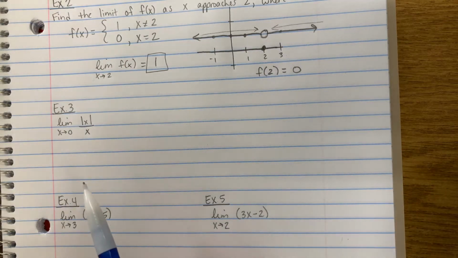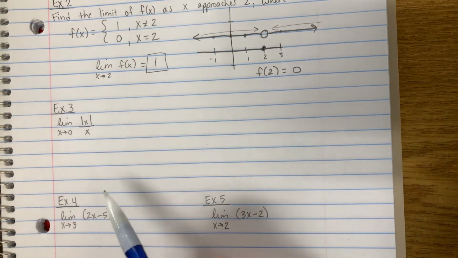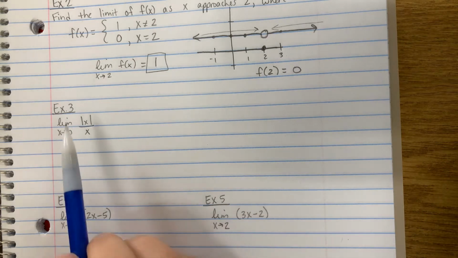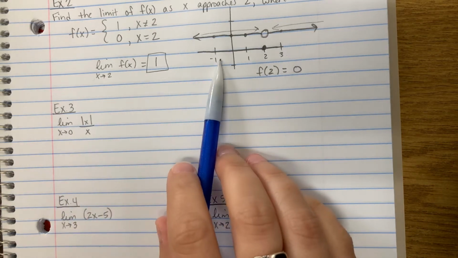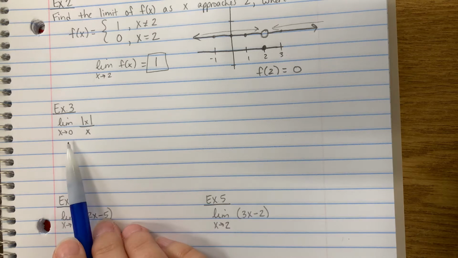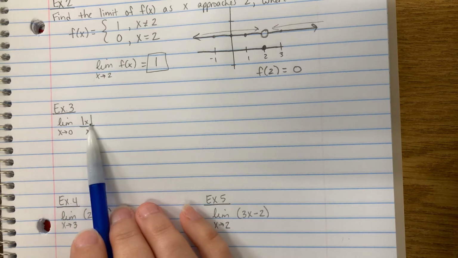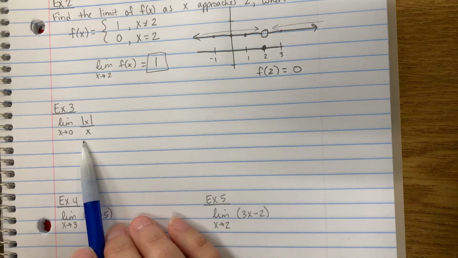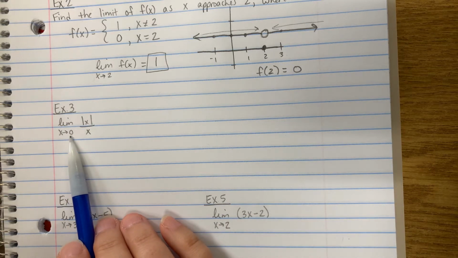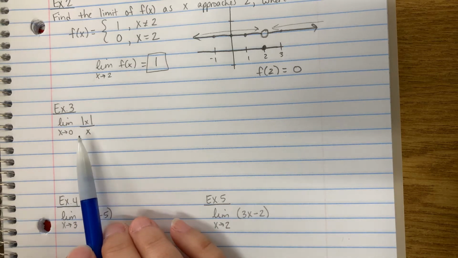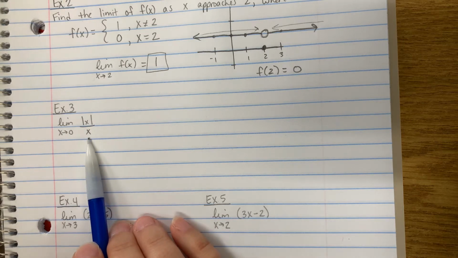Okay, so part 2 of lesson 1.2. Example 3 is where we're at. We just talked about this situation up here. Example 3 just gives me the limit as x approaches 0 of the absolute value of x over x. So I know that if I just take this 0 and plug it straight in, that's not going to be okay because I have a 0 in the denominator.